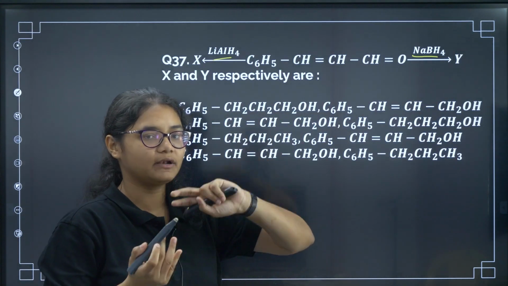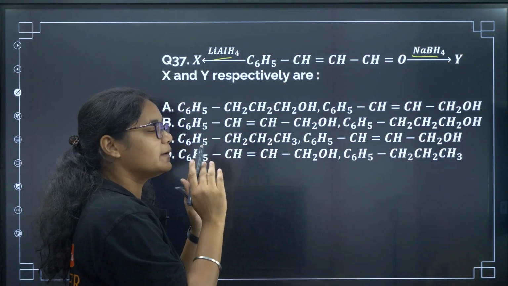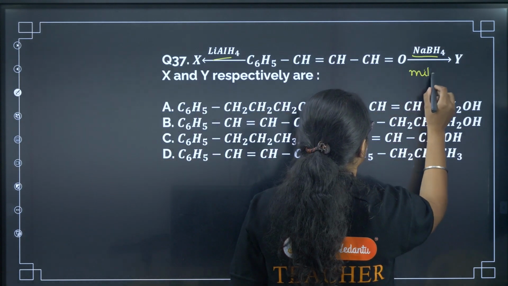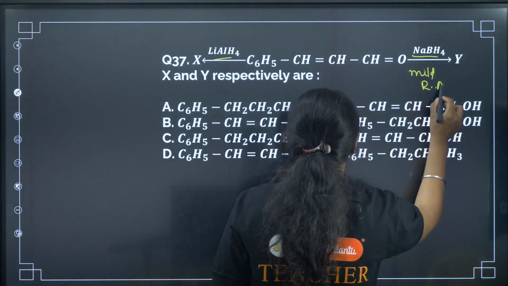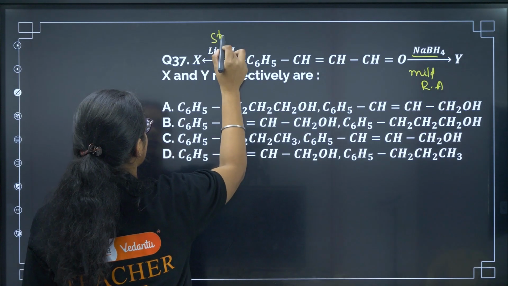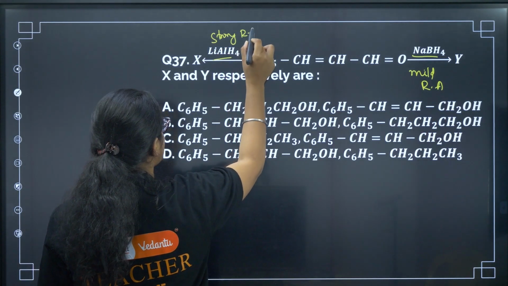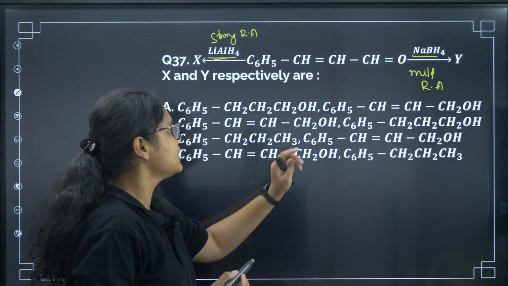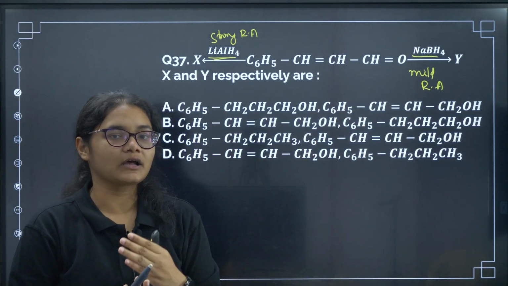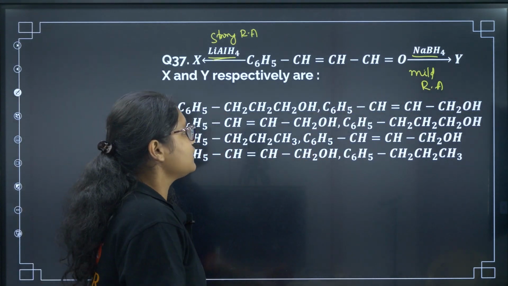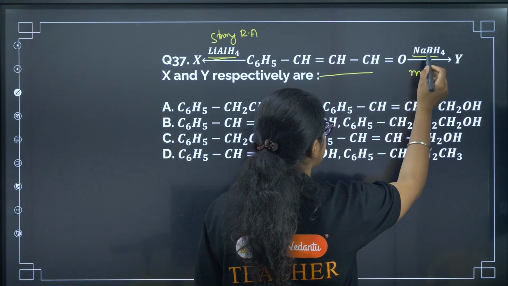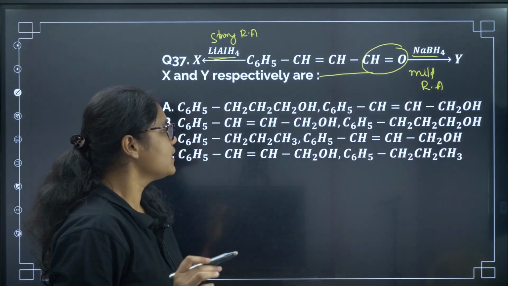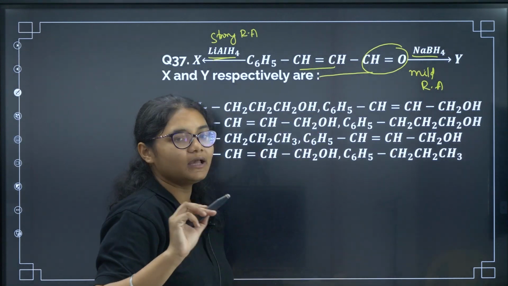What is the difference between NaBH4 and LiAlH4? They both are reducing agents, but NaBH4 is a mild reducing agent, whereas LiAlH4 is a strong reducing agent. So it has the capacity to reduce the double bonds also, whereas NaBH4 can only reduce the carbonyl compounds. So now if this compound is treated with NaBH4, this part will be reduced to alcohol CH2OH, and the alkene part will be undisturbed.